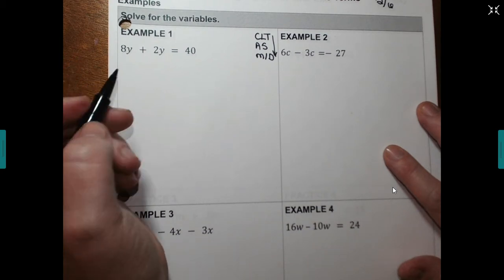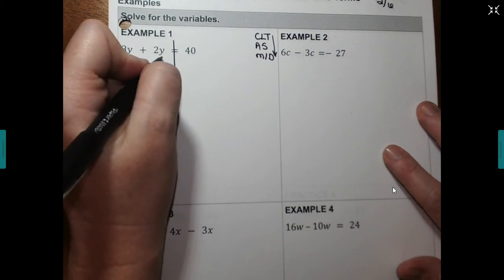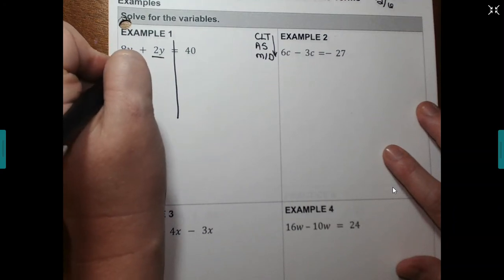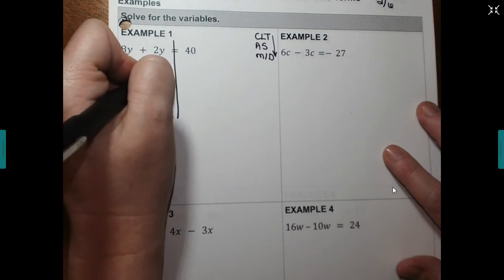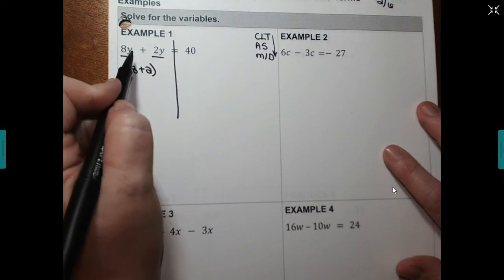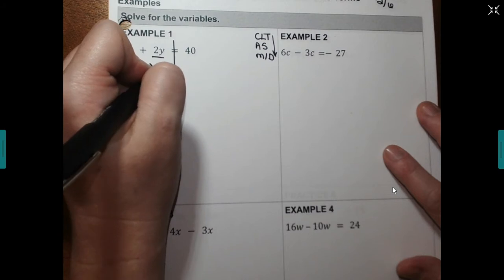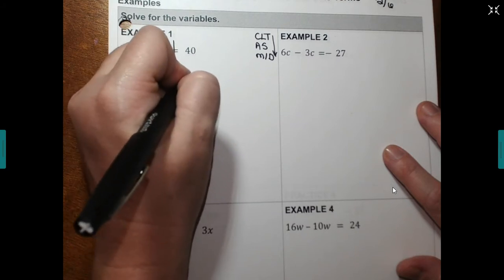Okay, so I'm going to go ahead and draw my gate. Do I have any like terms here that I can combine? Shockingly, I do. Okay, so I can combine my 2y and my 8y. Why? Because they both have y's. So I go ahead and open up my parentheses. I can do 8 plus 2. I take those coefficients. Coefficients are the number parts. It's a plus because it's a plus here. 8 plus 2, y, because they're y's, equals 40.